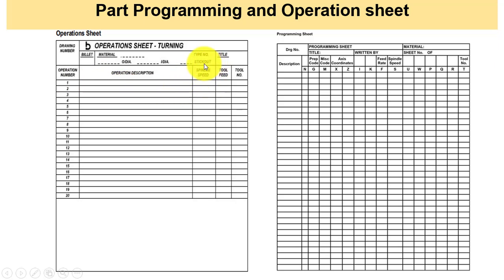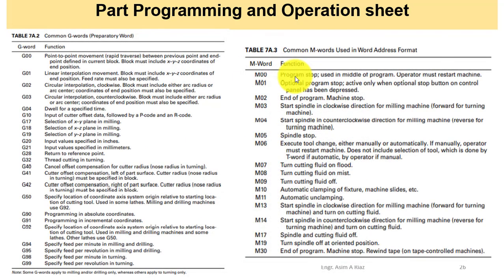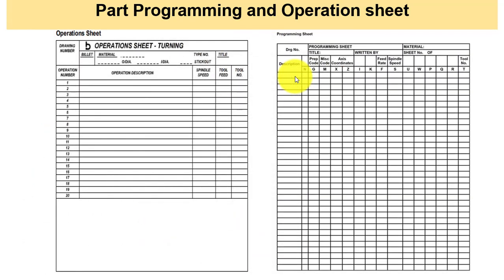You have to select the spindle speed, tool feed or feed rate, as well as the tool number. These are the G and M codes which I have already mentioned in the physical class. You can use these codes for filling this programming sheet as per the part requirement or design requirement.